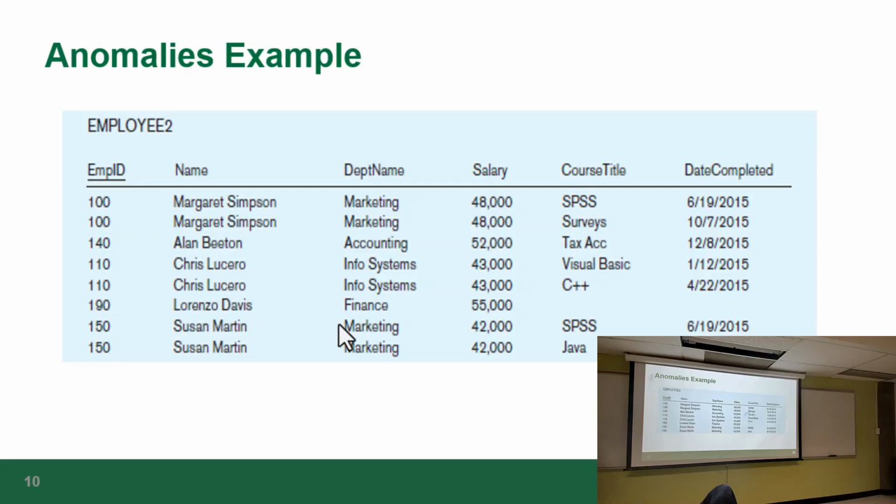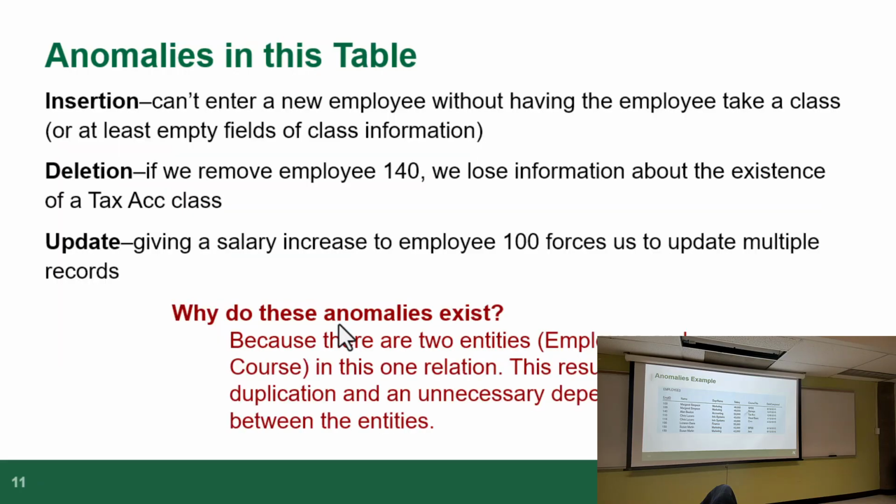So we have a structure of data in here, and we have a bunch of issues with this data, this duplicated data. For example, Marge Simpson right here is in here twice, with the same salary, two courses, and dates when they were completed. Chris here, Susan. There are also some unique values like this Alan Beaton person. He's the only one that has tax accounting, right? So let's go through some anomalies.